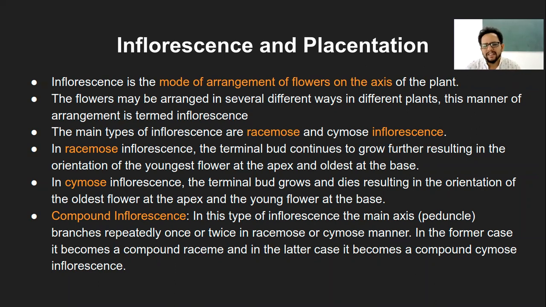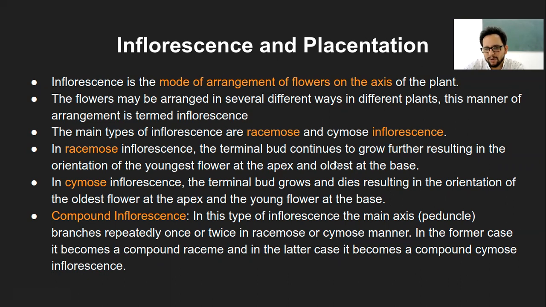But majorly, for the study purpose, we will classify them into only these two types, that is called racemose and cymose inflorescence. So in racemose inflorescence, the terminal bud continues to grow further, resulting in the orientation of the youngest flower at the apex and the oldest at the base.